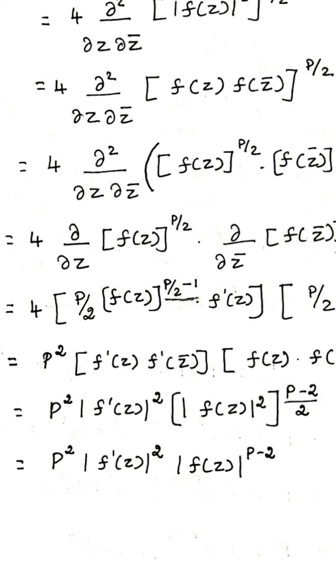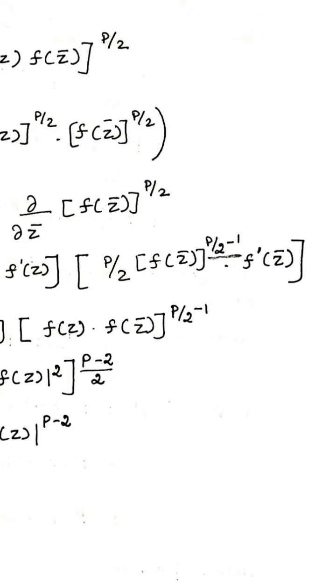The same procedure I am following here in terms of n. What is here? p by 2 is here. So what I will get: p by 2 into f(z) the whole power p by 2 minus 1. And what is the differentiation of f(z)? f dash of z. Okay, the same thing will come for z̄ also. What is the differentiation of x power n? n into x power n minus 1. Here n is nothing but p by 2. So what answer I will get? p by 2 into f(z̄) the whole power p by 2 minus 1. Then if I differentiate f(z̄) with respect to z̄, what I will get? f dash of z̄.